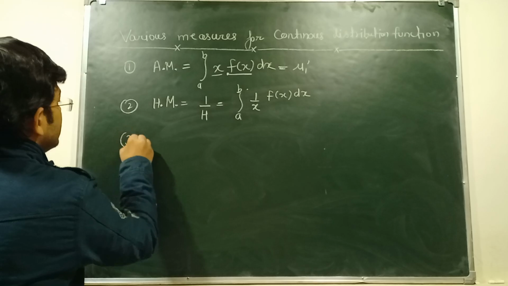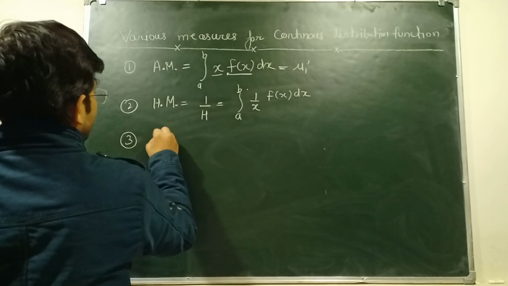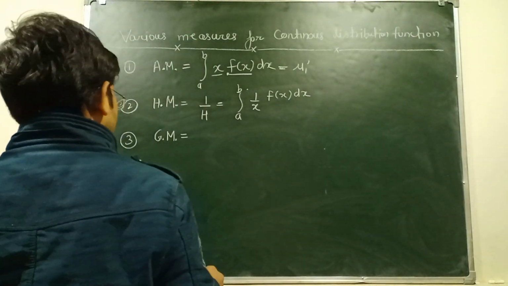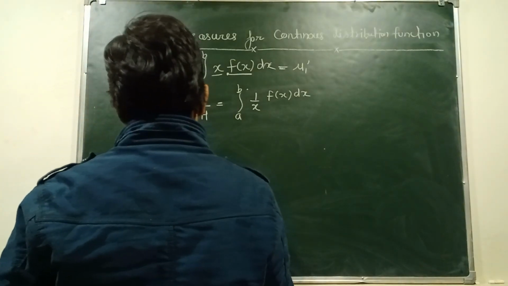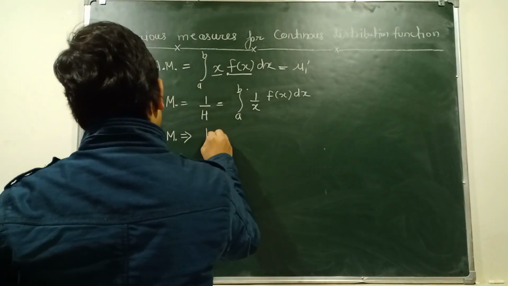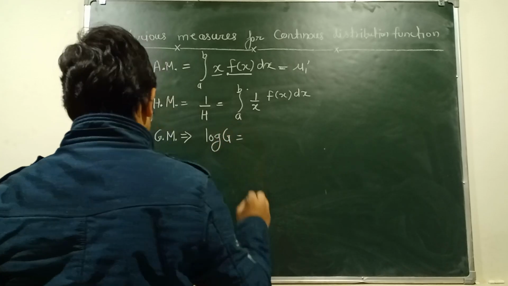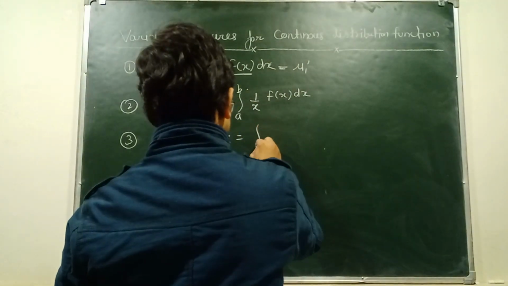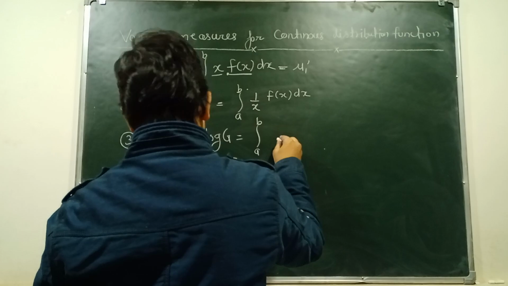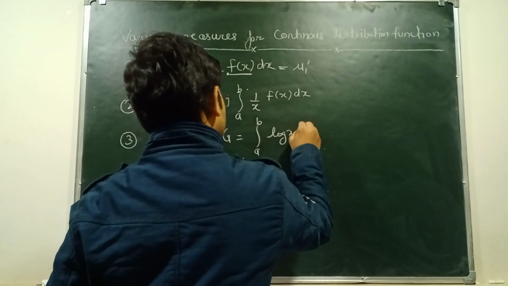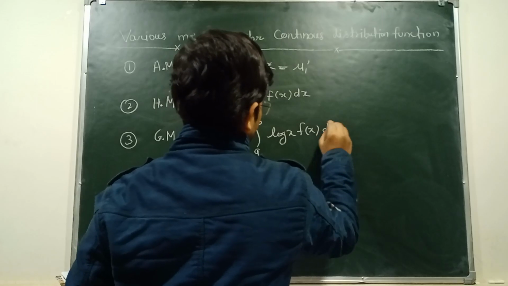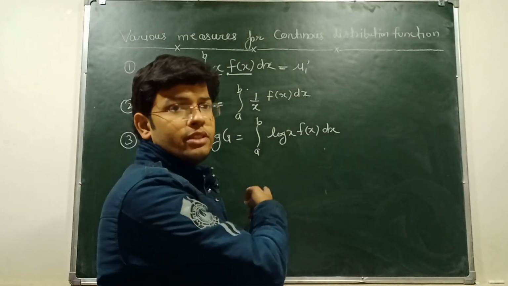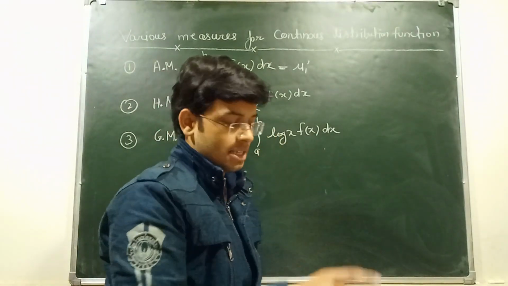Now the third one is the geometric mean. Suppose that we want to find the value of the geometric mean. In this case, we can write log G, because the geometric mean is denoted by a log. So log G is equal to the integral from a to b of log x times f(x) dx. So the formula of the geometric mean is log G equal to the integral from a to b of log x f(x) dx.